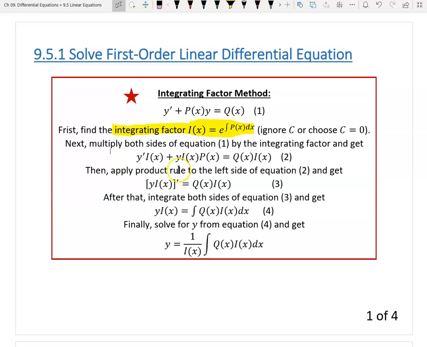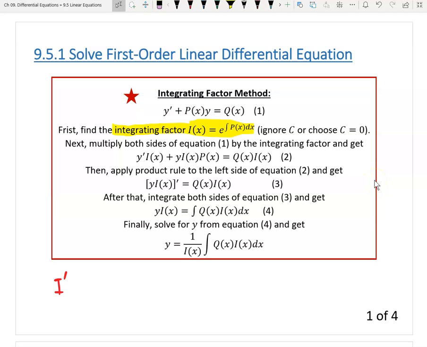Why is this true? Of course, you need to go back to the product rule. The product rule has two terms. The first term is the derivative of the first function, y. The second is y times the derivative of I. I am going to verify that the derivative of I is just equal to I times p. Therefore, this left side we can rewrite into this term. Let me show you here.